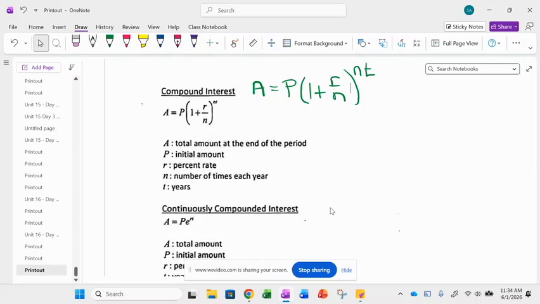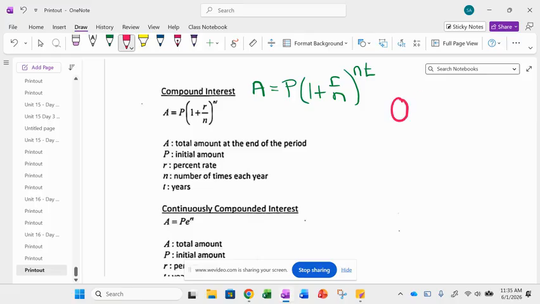Or the total length of time, not necessarily always years. It could be like months or whatever it is. It's just your total amount of time. Now, there's some words that go with the number of times each year. So some keywords that we need to know for N.